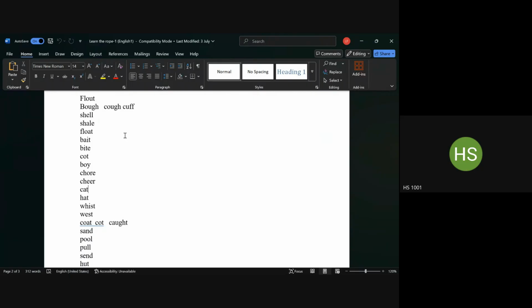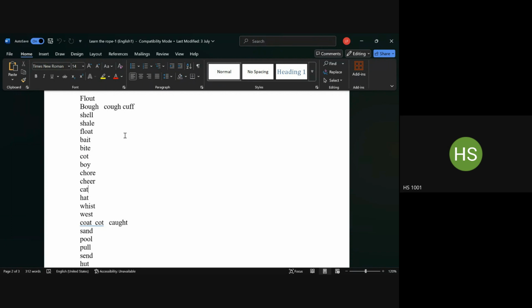Shell. The next word, shale. Does this have a diphthong? Yes, this one has a diphthong. This one has the diphthong a, right? It has the a diphthong. Shale, as in the word day or table, right? This one also has a diphthong.